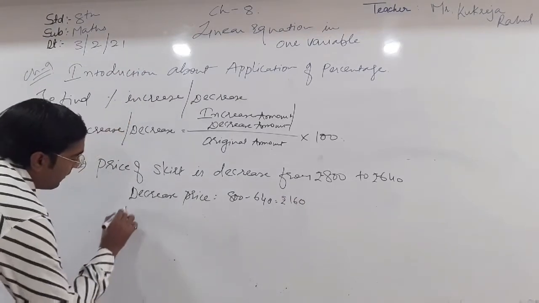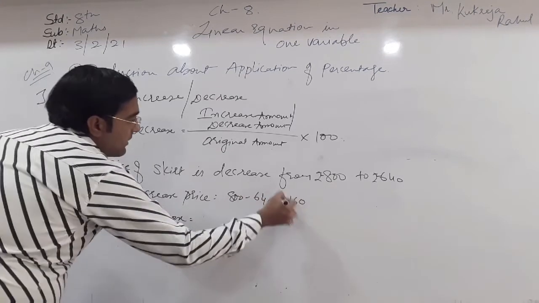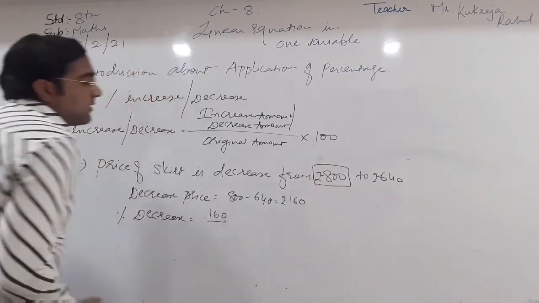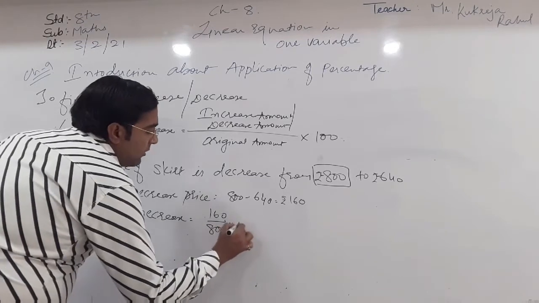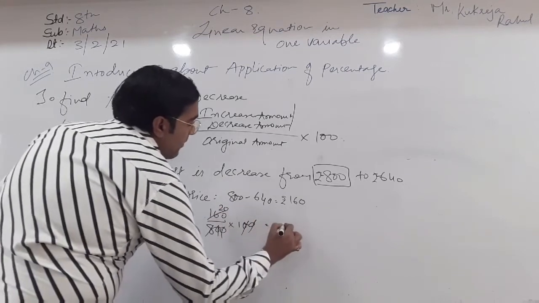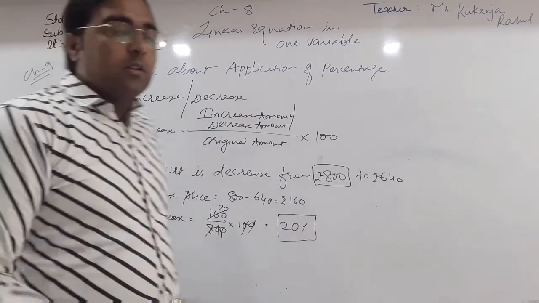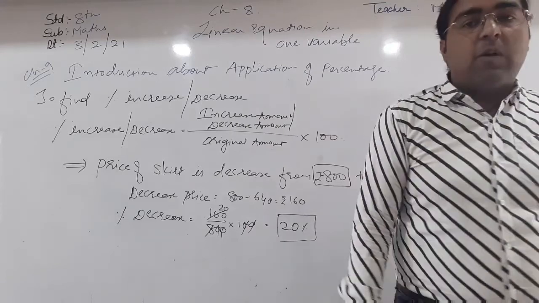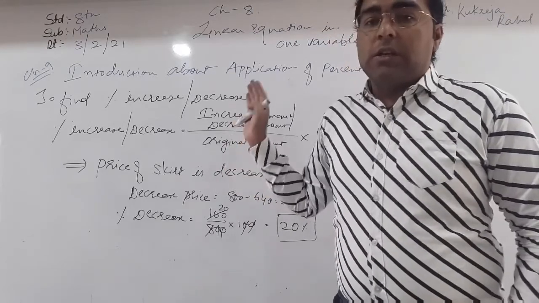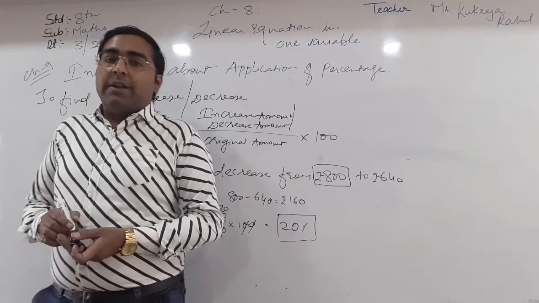So decrease percent is decrease amount, that is 160, upon original amount, the original price of the skirt, that is 800, into 100. Zeros are cancelled out. 8 twos are 16. So it will be 20% decrease. Clear about that? In the next session we will take this kind of sums, and we are moving on to the application of percentage from the next session.